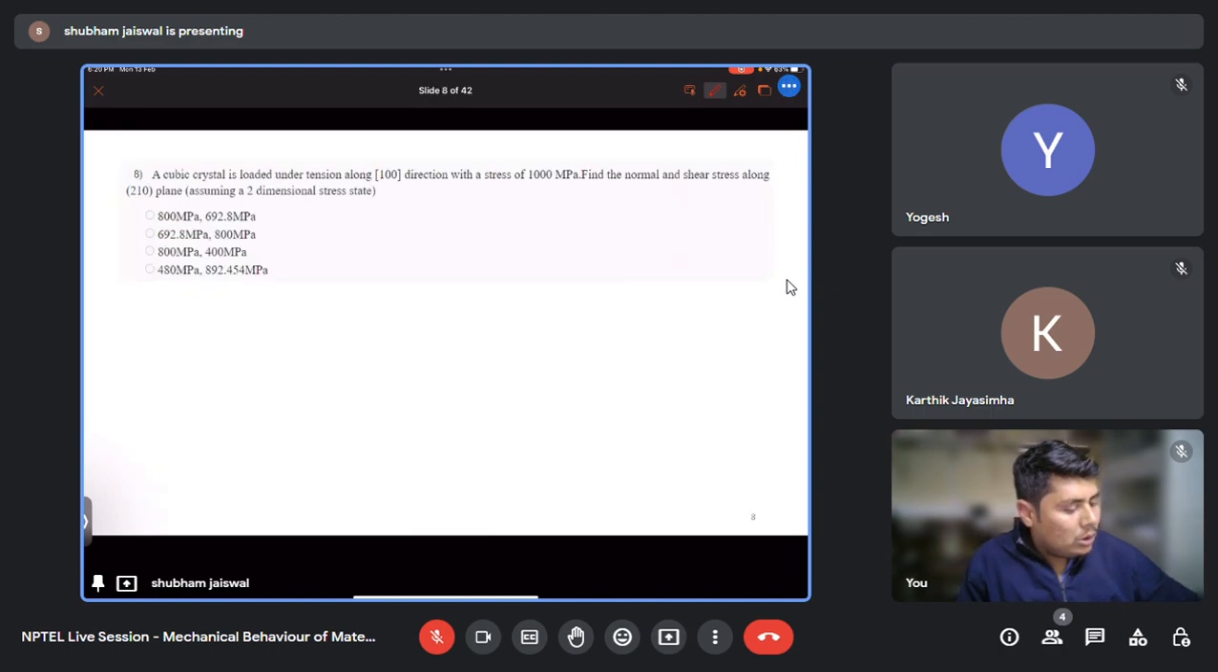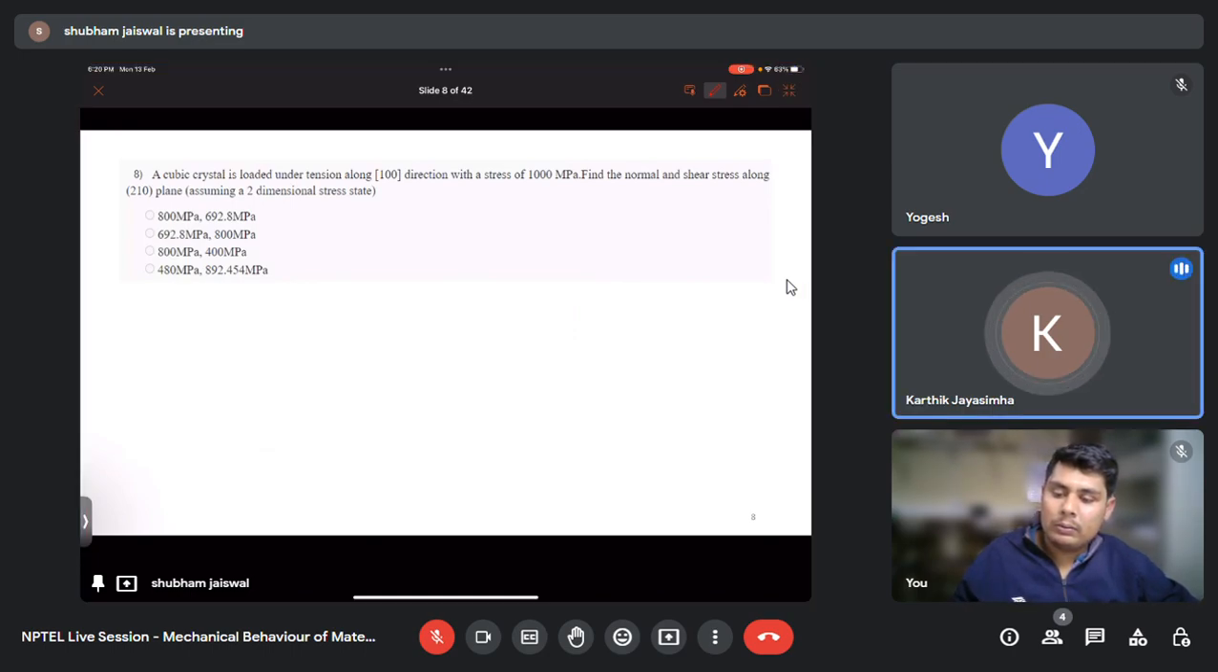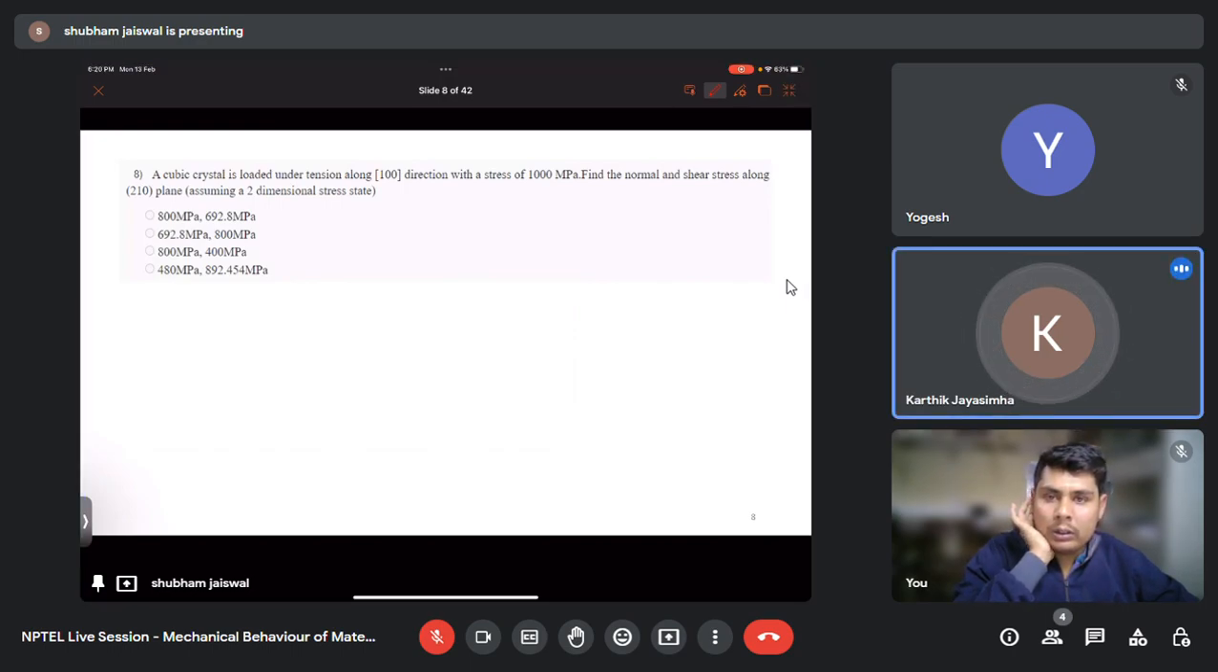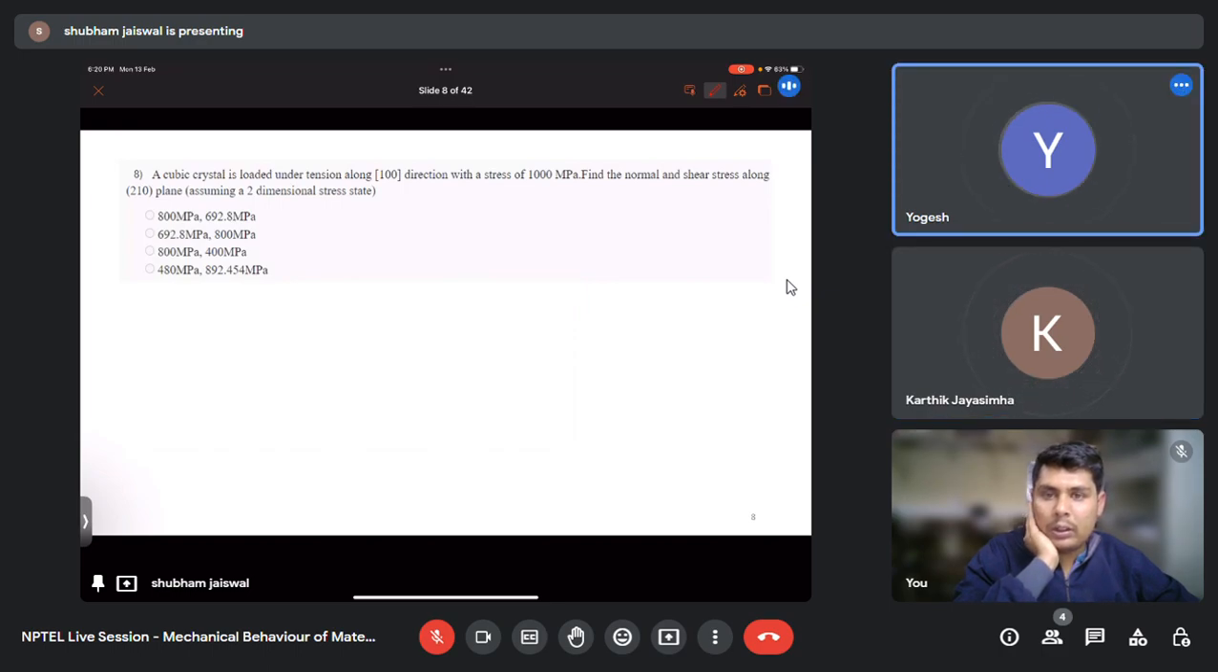So now moving to the next question, that is, a cubic crystal is loaded under a tension along a 100 direction with a stress of 1000 megapascal. Find the normal and shear stress along the 210 plane, assuming a two-dimensional stress state. Anyone? Option C, 800 MPa and 400 MPa. Option C, third option.